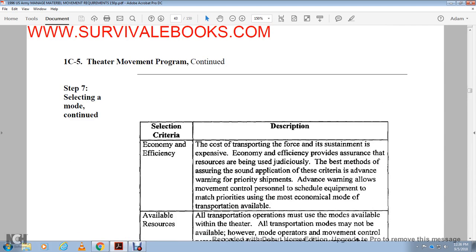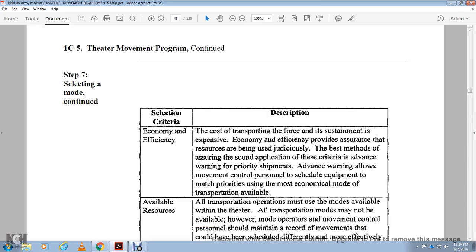Economy and efficiency of the transportation force must not be sacrificed. The basic method of assuring sound application of the criteria is advance warning of the priority. Shipment advance warnings allow movement control personnel to schedule equipment and match priority with the most economical mode of transportation available.